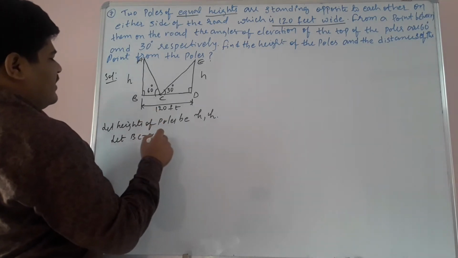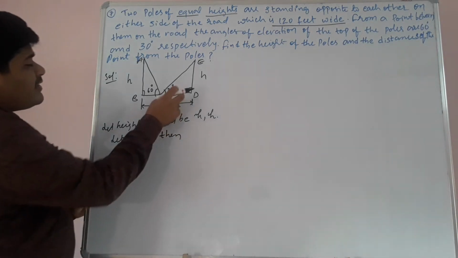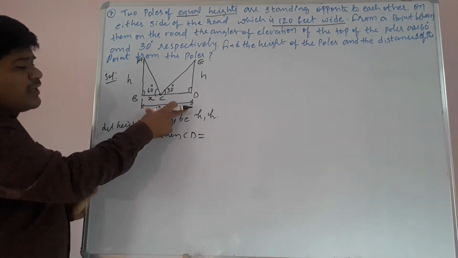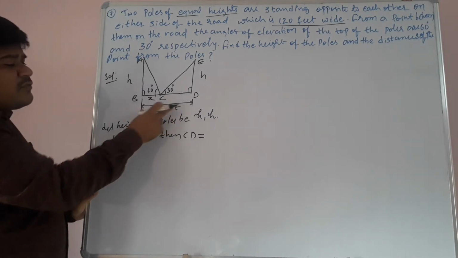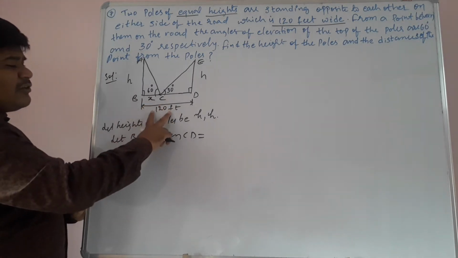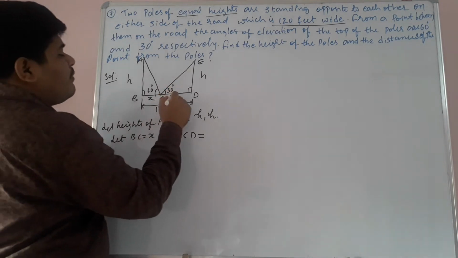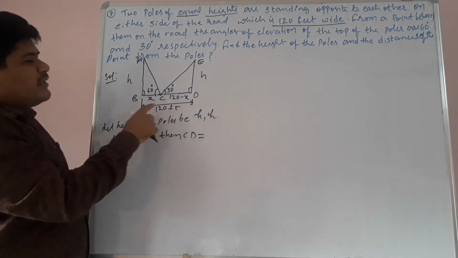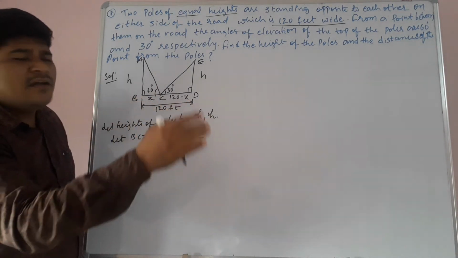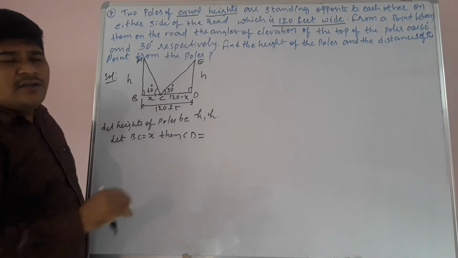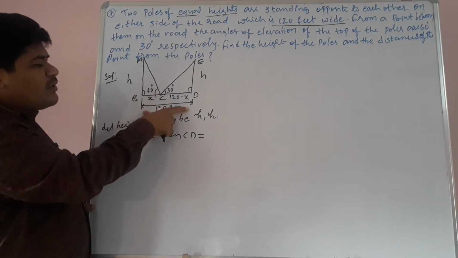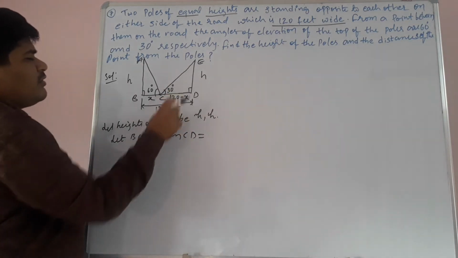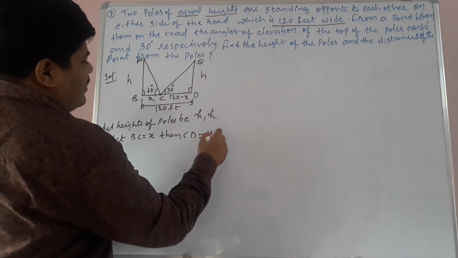And then what will be CD, children? What will be CD? If BC is x, then the total width of the road is 120 feet. In that 120 feet, if one part is x, the other part will be 120 minus x. See, total is 120. In that, from B to C, x is there. For the remaining part, from the total you have to subtract that part. The part is x and the total width is 120. Remaining is what? 120 minus x. So CD is 120 minus x.